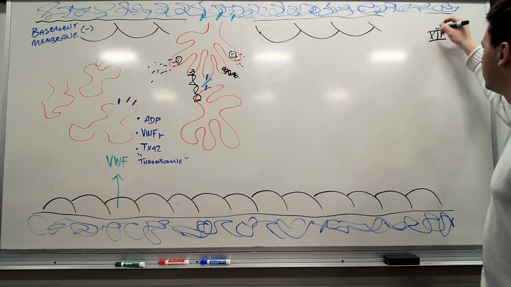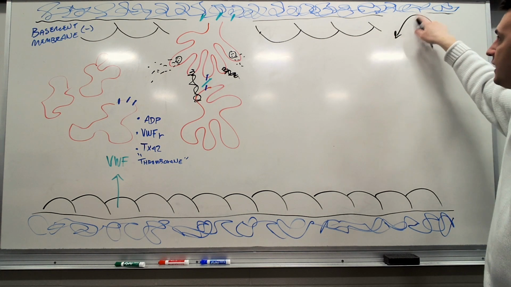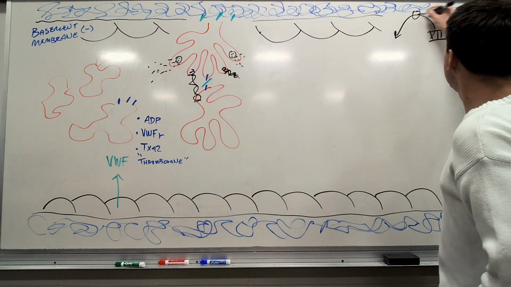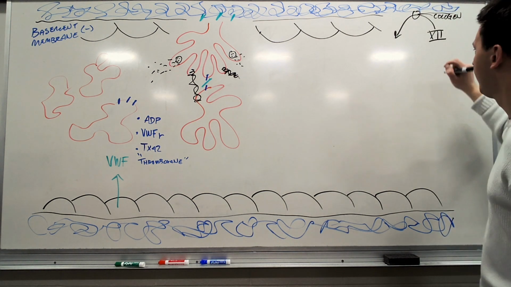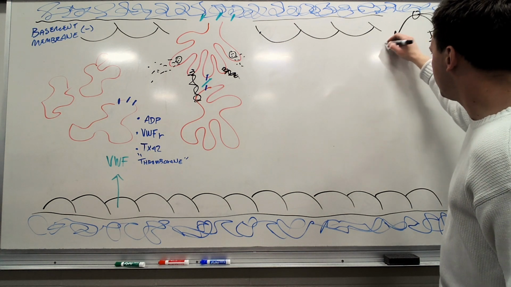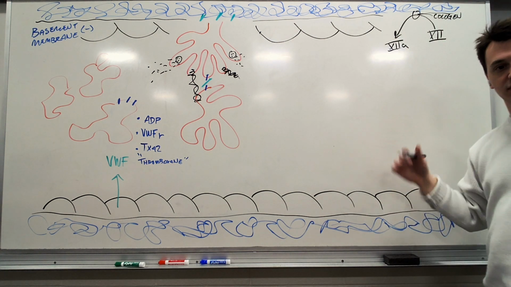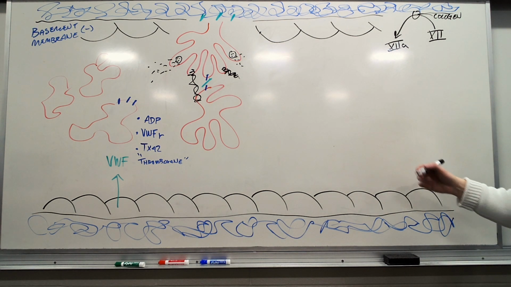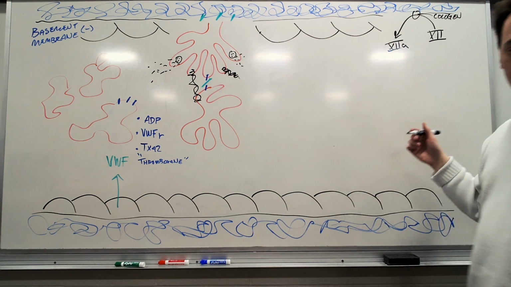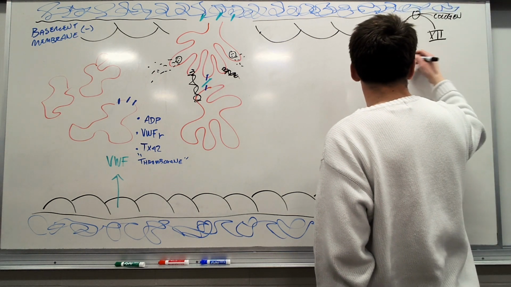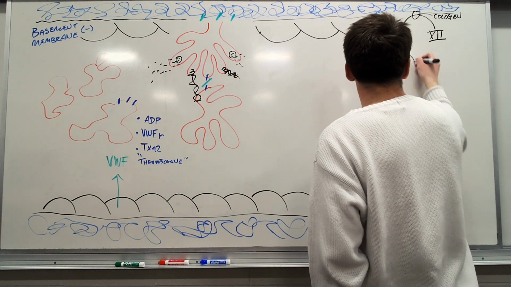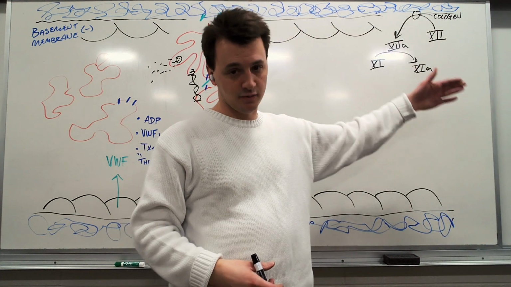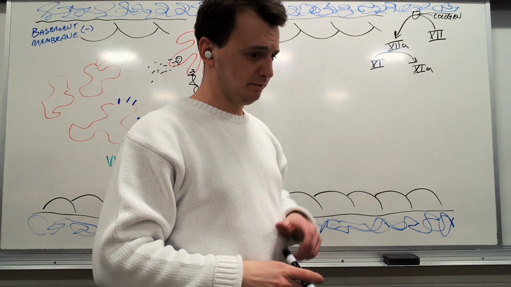As the cell gets broken, we have factor 12. It all starts with factor 12. Factor 12 gets activated by collagen. Collagen's in this, so I'm just going to draw collagen. Can you see that? Yeah. And then we have factor 12 activated. That's what the little a means, just activated. As factor 12 begins to activate, we now have factor 11. And factor 11 is now activated by the active form of factor 12.